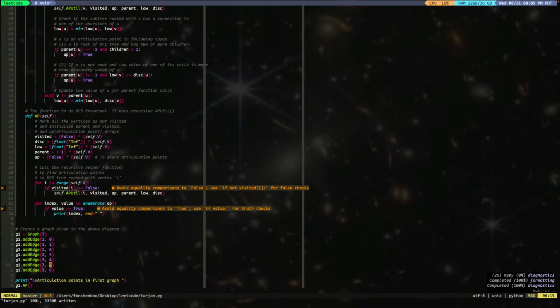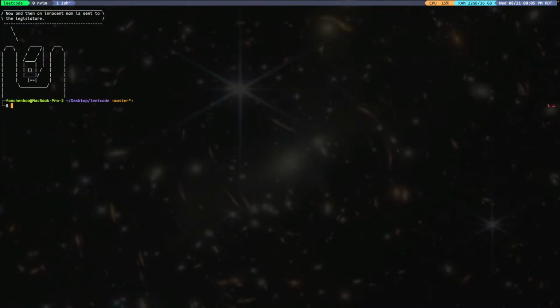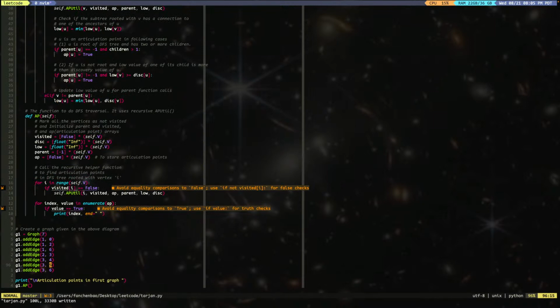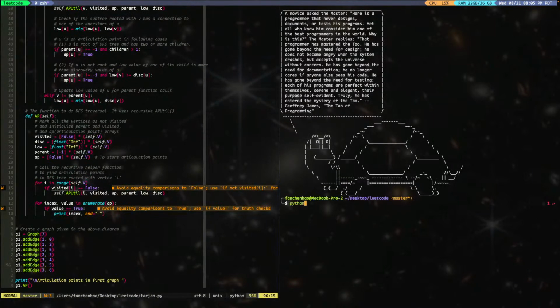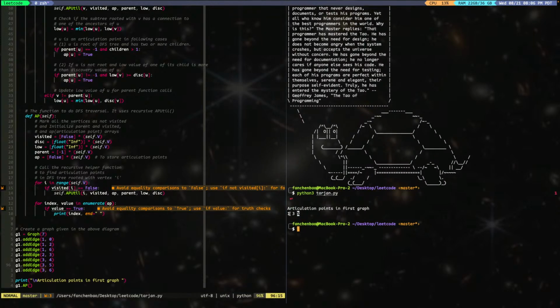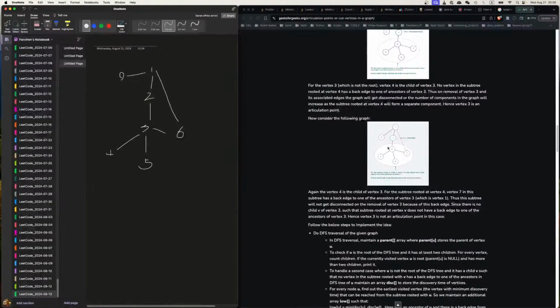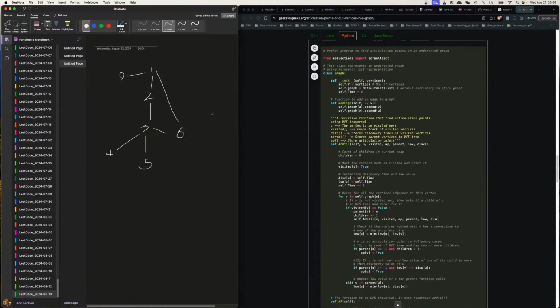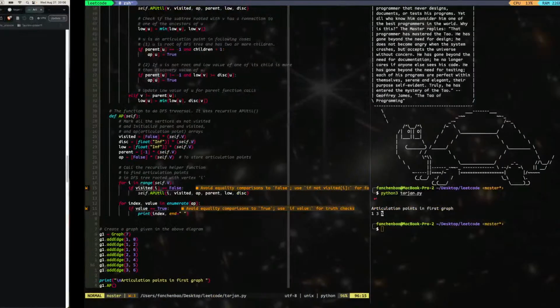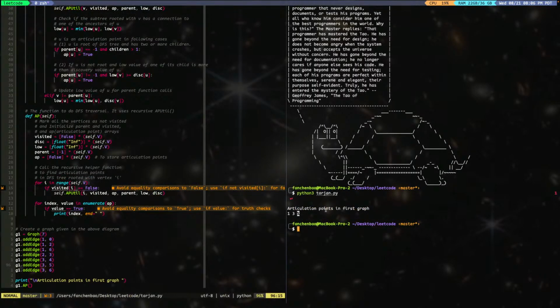Okay, let's run this, oopsie doodie, that's wrong. We want to do this. Okay, Python 3 and Tarjan. Articulation point of this graph: 1 and 3. You see that? This is wrong, because 3 is not... Oh wait, hold on. My bad. No, not this one, this. Oh, it's correct. What? What in the world?